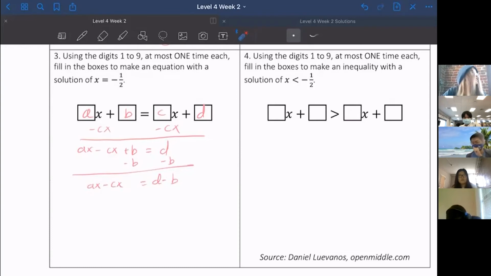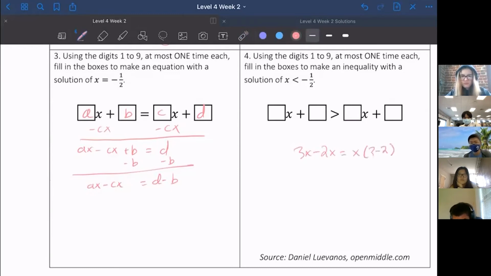So if there's, say, 3x minus 2x, that's the same thing as x times 3 minus 2. It's the same idea over here, right? Ax minus cx. If a and c are numbers, we can take out the x and just do a minus c on the inside. Are we cool with that?